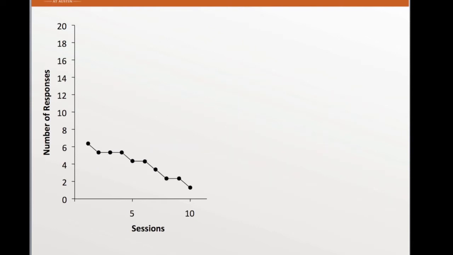Here's an example of a downward trend data path, and we see that these data are relatively stable. From data point to data point, we see that the data path is fairly predictable and stable in the downward trend.